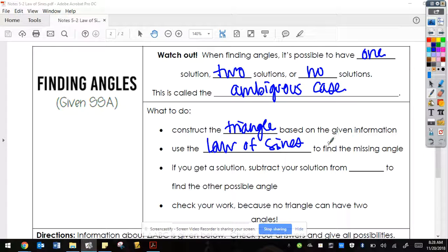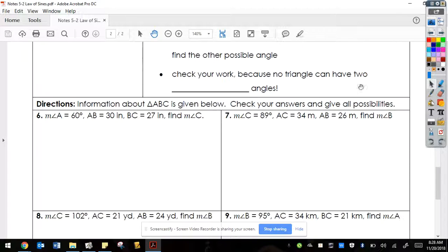Find the missing angle. All right, and then if you get a solution, subtract your solution from 180 degrees. And then check your work, because no triangle can have two obtuse angles. All right? So let's try an example.